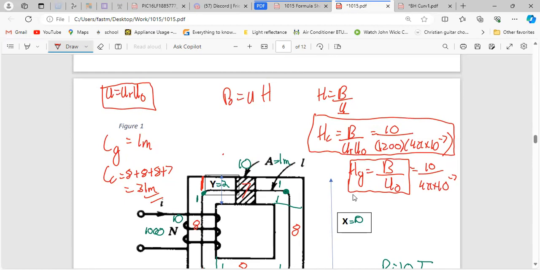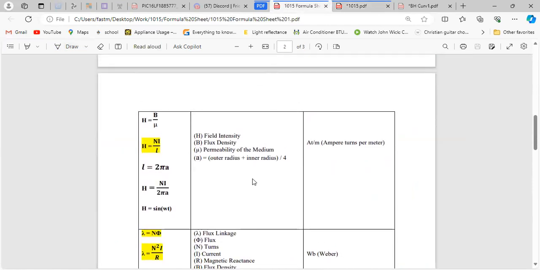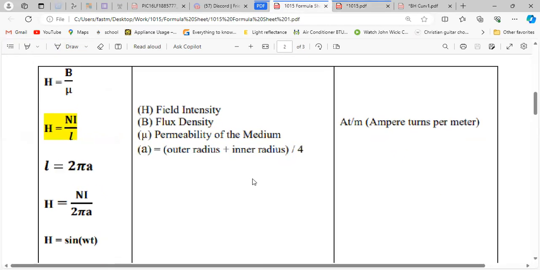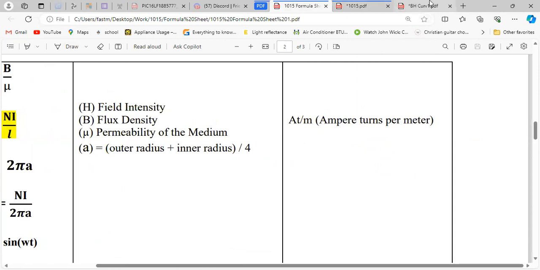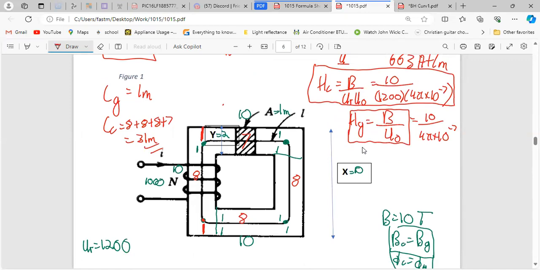Yeah, so you end up with 666. So this is 663 1. Let's keep it to whole numbers for now. Yeah, so 80. Right, so let's go back to the formula sheet to get the units. Ampere turns per meter is the unit for field intensity. I don't need to remember that, so I have to use that. So ampere turns per meter. Right, nice.